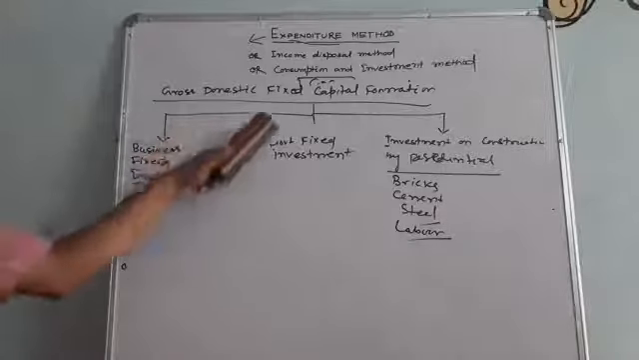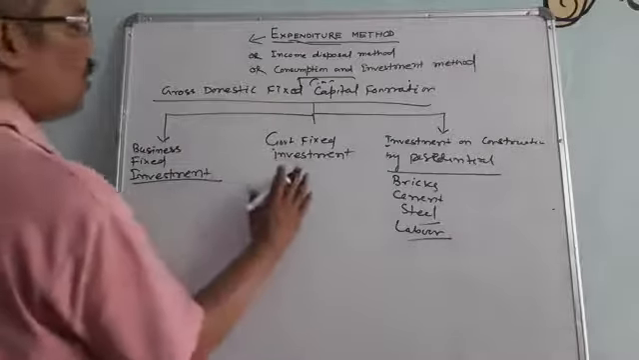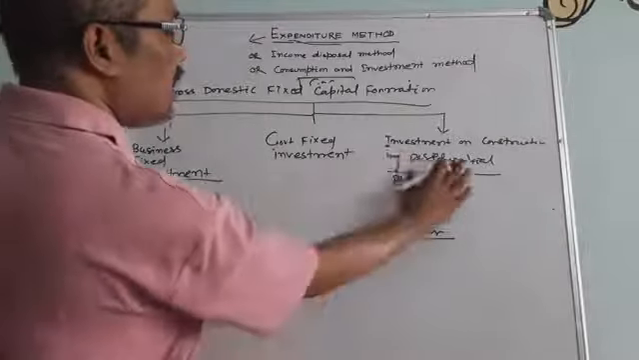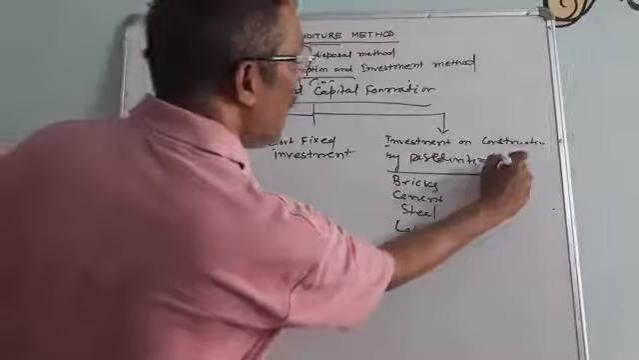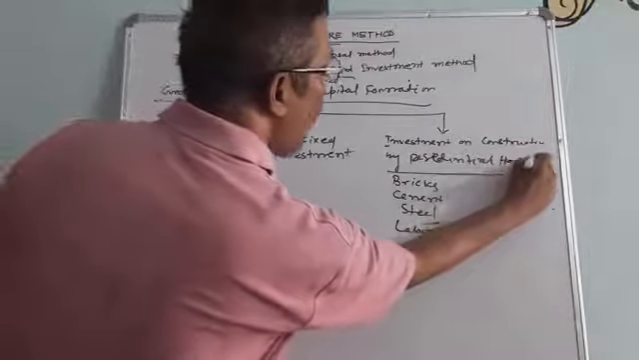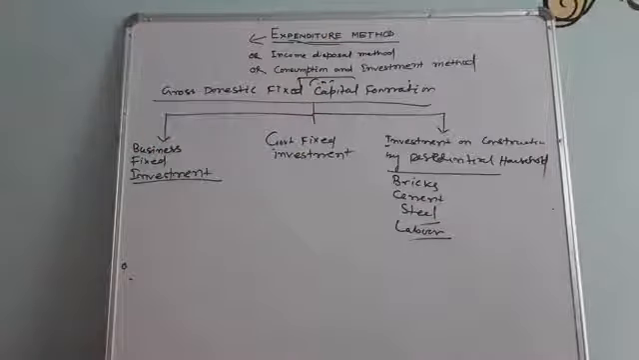So gross domestic fixed capital formation equals business fixed investment plus government fixed investment plus residential construction by households. This is called gross domestic fixed capital formation.